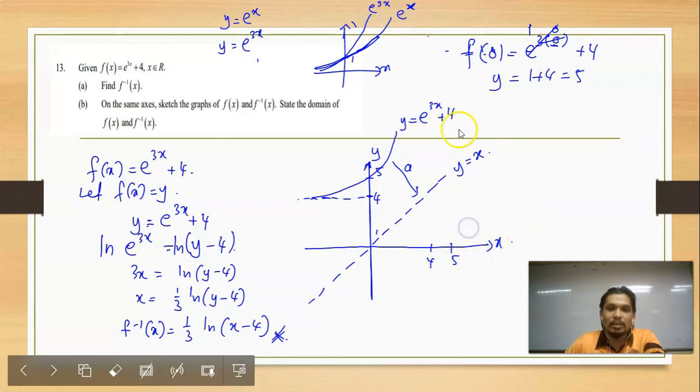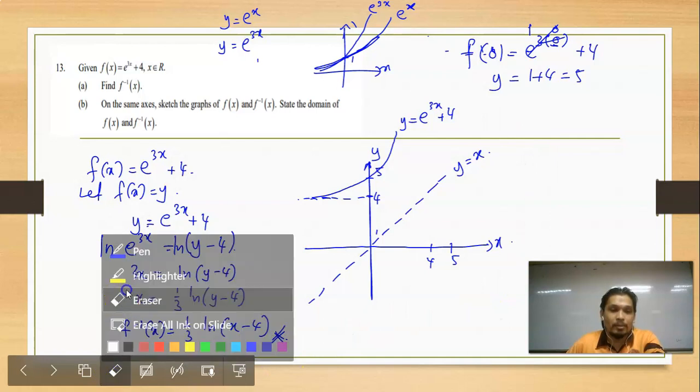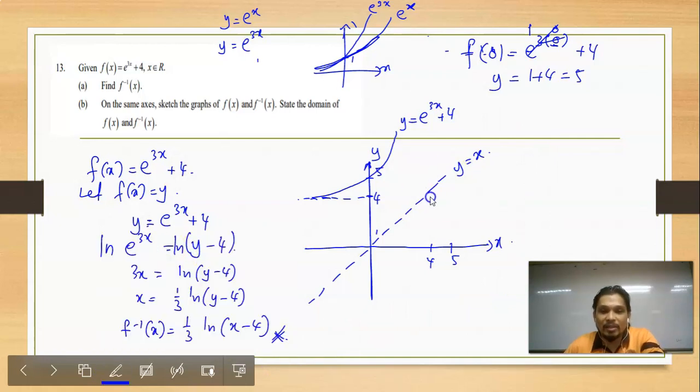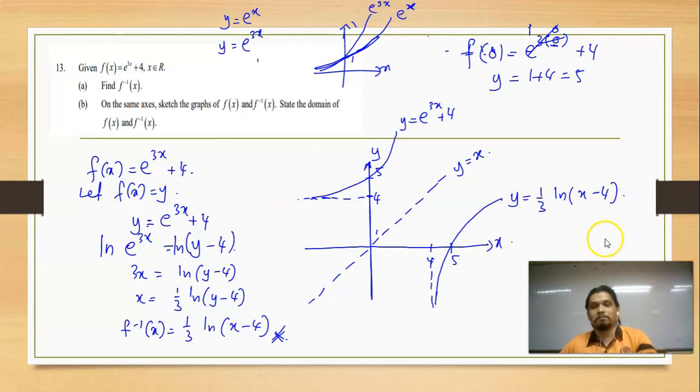Or in other words, this is a reflective mirror, so the distance from this graph to the line y equals x is equal to the distance from the line to the graph of the image. So it is something like this here now. There you go. This is y equals 1 over 3 natural log of x minus 4. Next.